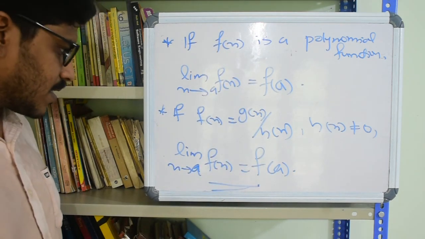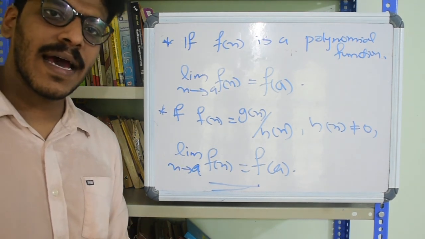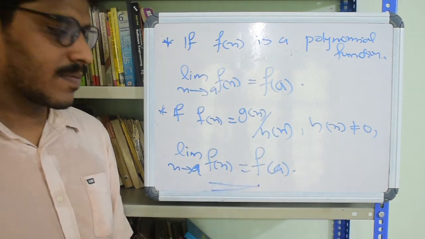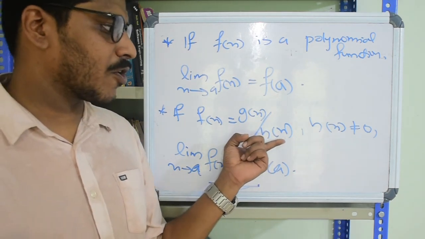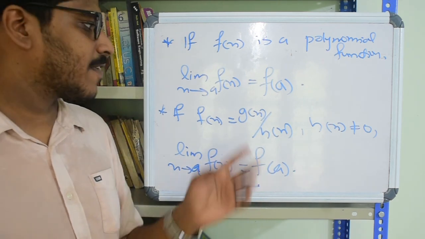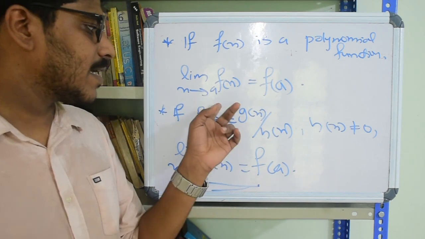So this gives us the information that for a polynomial function and a rational function which exist everywhere, by existing everywhere we mean that the denominator is non-zero. So for a rational function and a polynomial function, to evaluate the limit, you just need to find the value of the function at that particular point.